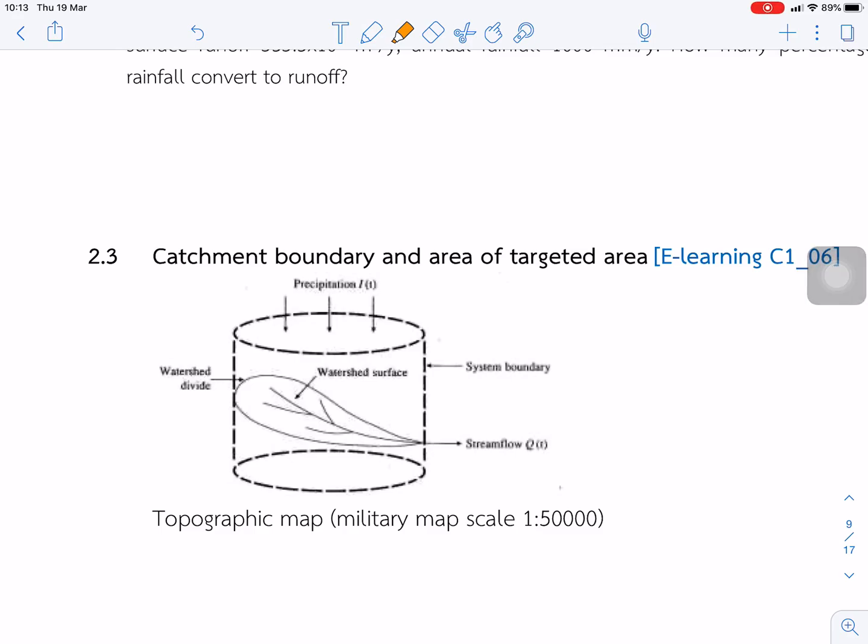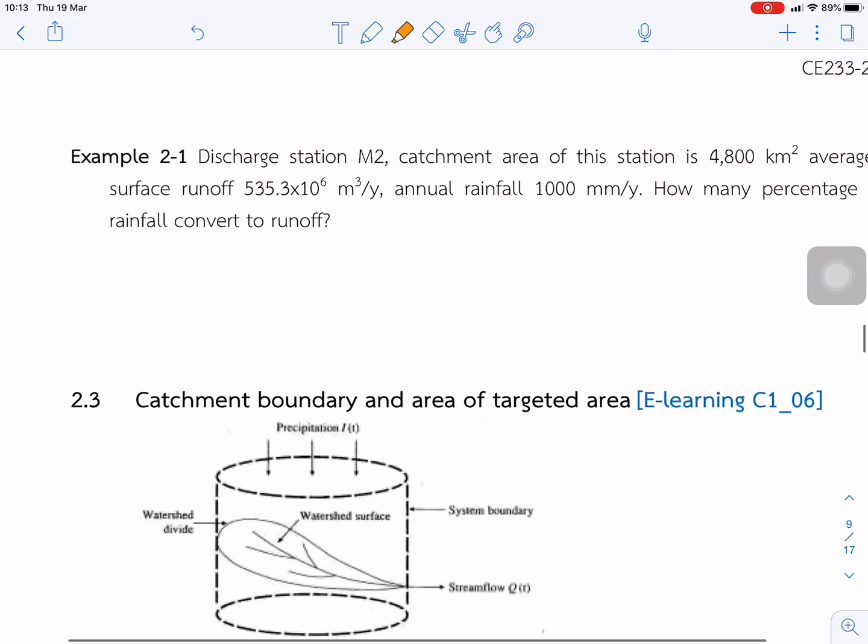Again, lecture number 2, the third part of this lecture. We have to finish this example first. For example, this discharge flows from station M2. The catchment area of this station is 4,800 square kilometers. So it's like we have this catchment area.